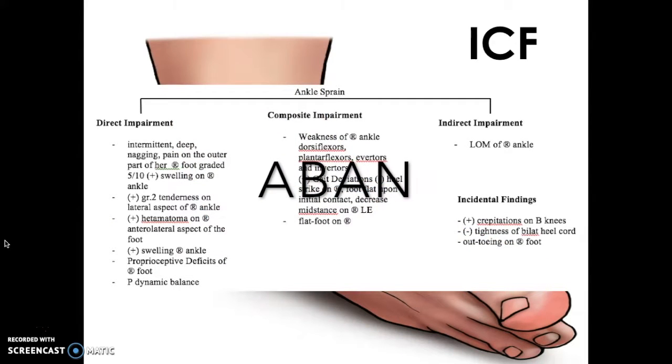Aban, ICF for ankle sprain. First, let me talk about the direct impairments. Commonly, in ankle sprain cases, there will always be a presentation of pain and swelling. In this case, there is an intermittent deep nagging pain on the right outer part of her right foot, graded 5 over 10, with accompanying swelling, grade 2 tenderness, hematoma formation, and due to its chronic nature and somewhat repetitive, there is a presence of poor dynamic balance and proprioceptive deficits on the right foot.